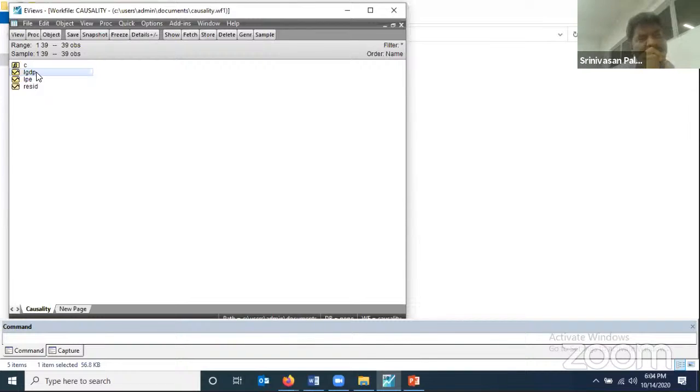Okay, let me do one thing. Today, because time is already up, I will just show you how to do the unit root test. We will discuss further in the next class tomorrow around 11 o'clock. So let me show how to conduct the unit root test. This is the series I converted into log.